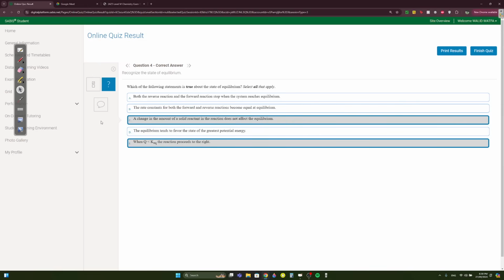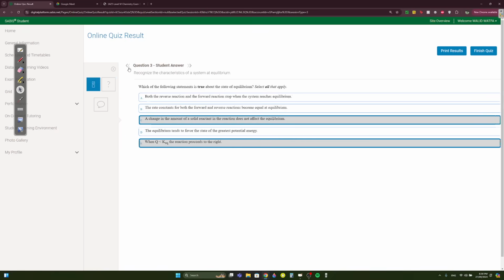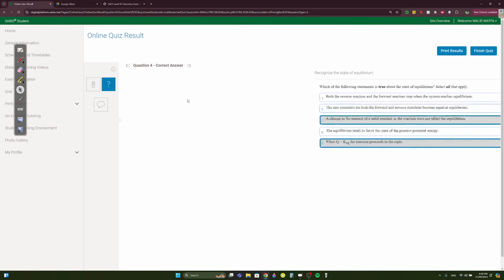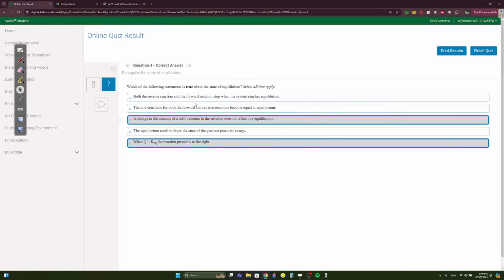Which of the following statements is true about equilibrium? Both the reverse and forward reactions stop when the system reaches equilibrium. That's wrong. The rate constants for both the forward and reverse reactions become equal. What is a rate constant? We did not take this. The rates are equal, but the rate constant, we don't know what it is. I think that's why it's wrong. We know the equilibrium constant, but not the rate constant.